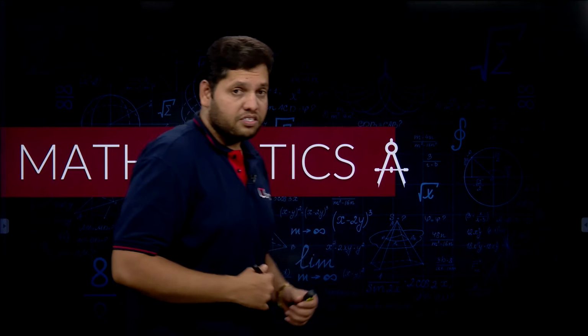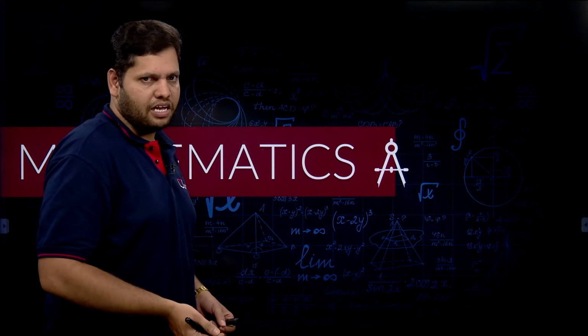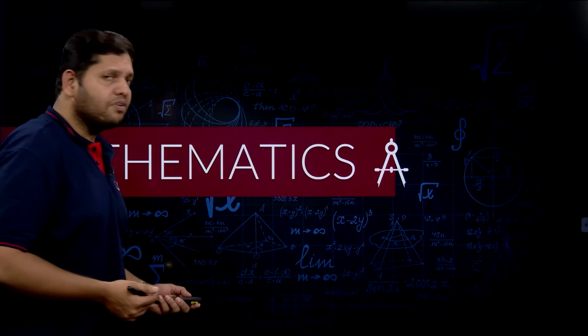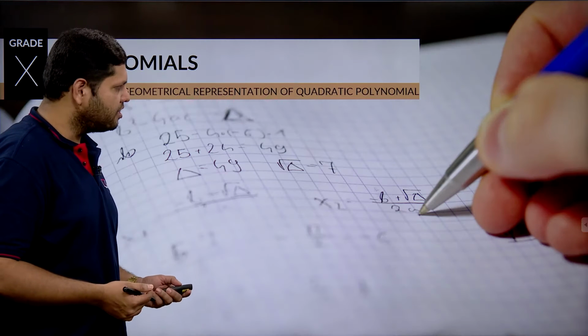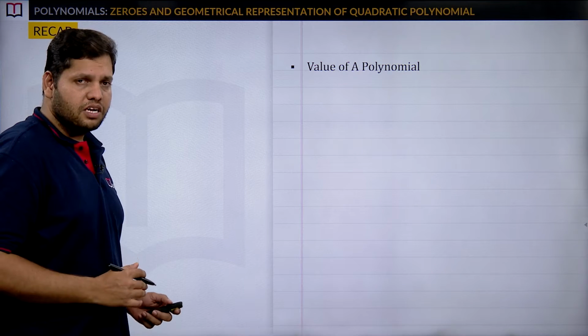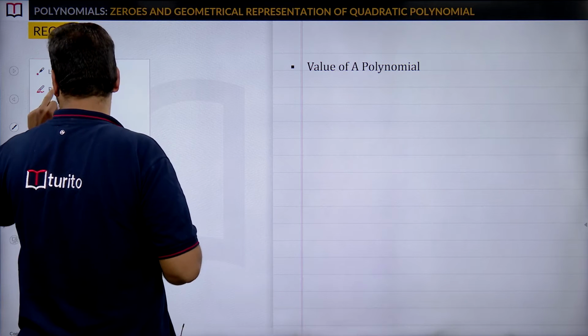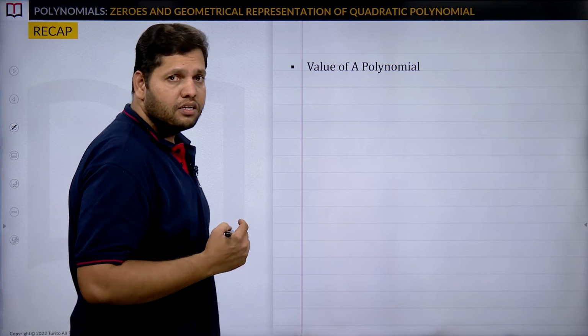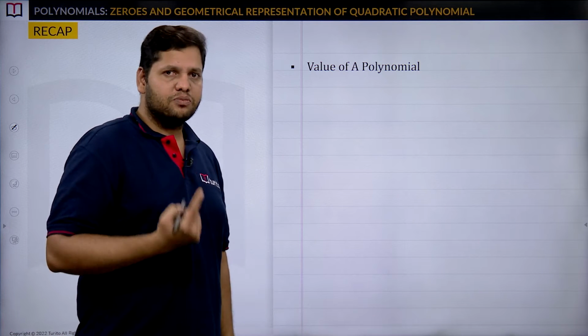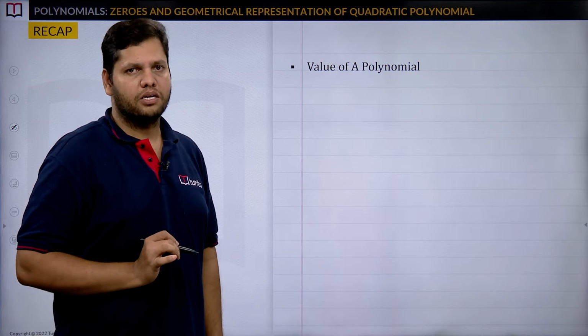Children, today we are going to discuss the extension of the previous class. In the previous class, what did we discuss? Do you remember anything? We discussed the value of the polynomial. Children, can you tell me what the value of a polynomial is? I explained this in the previous class in a very detailed manner.